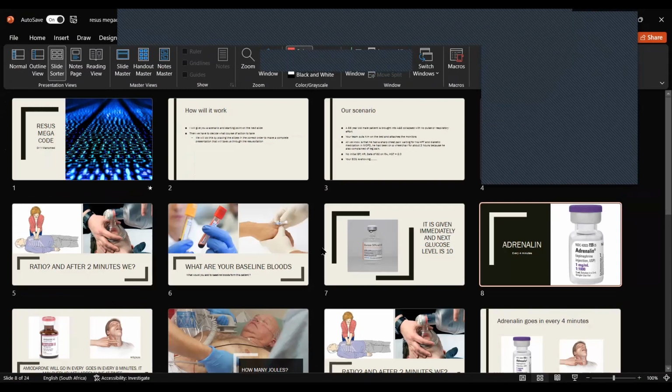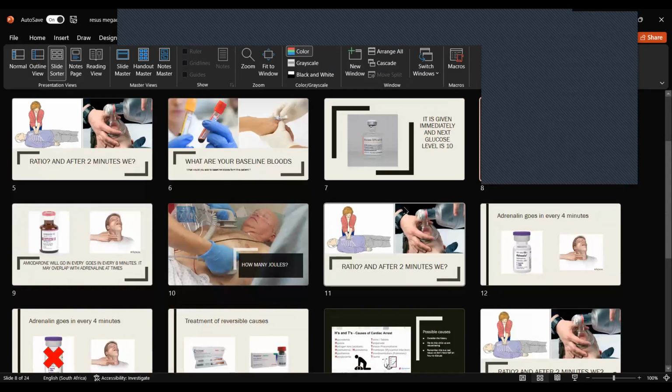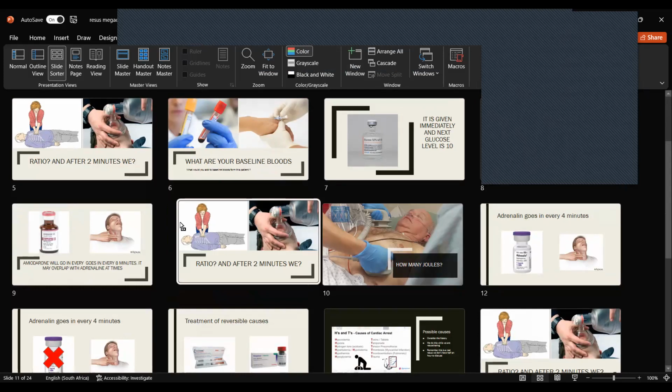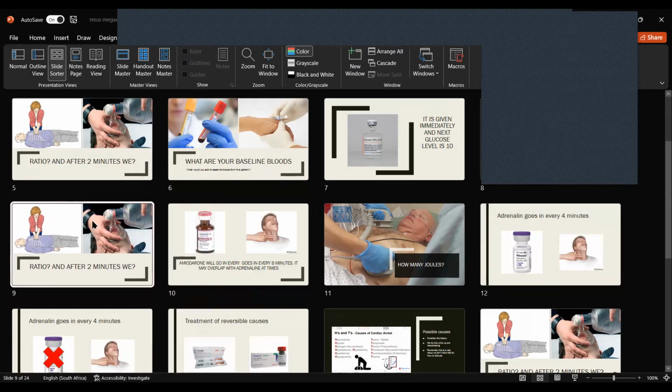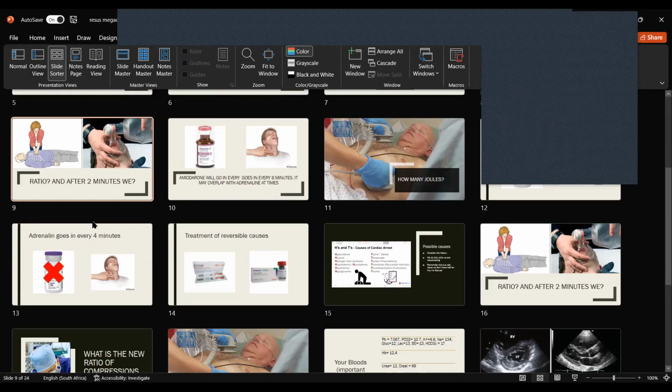I don't know how you think our patient is doing, but I think we've got to pick up the pace a little bit. Now we've given him adrenaline. What's the next thing you're going to do? Very good. Let's continue CPR. For how long? Very good. And after 2 minutes, what do we do? Check. We recheck and what?